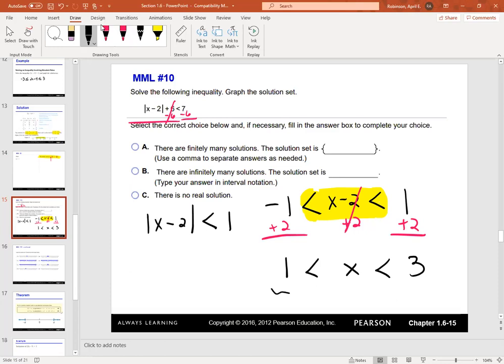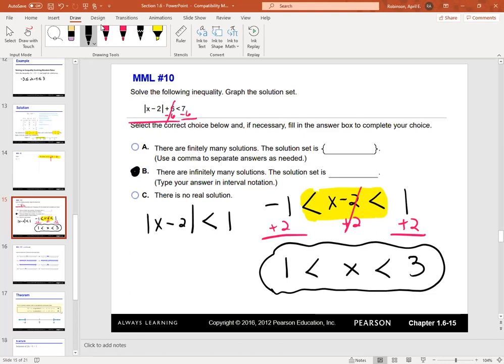Now, you might look at this and say, well, that's finite. No, it's not. There's actually an infinite number of numbers between 1 and 3, not just the whole number 2. You got 1 1/2, 1 1/3, 1 1/4, 1 1/5, 1 1/6, 1 1/7, 1 1/8, 1 1/9, 1 1/100, 1 159. I could go on all day. So it's actually infinite.